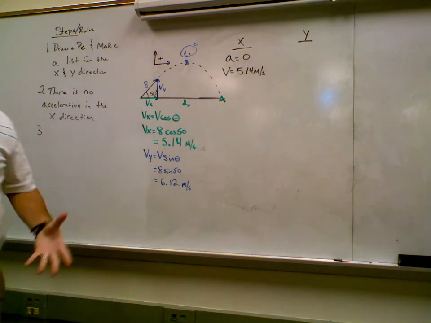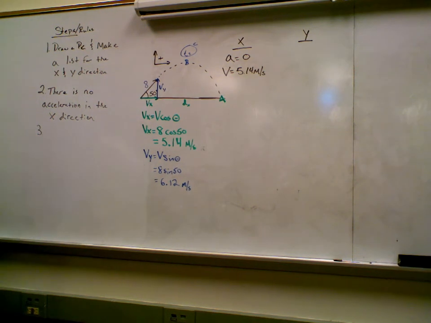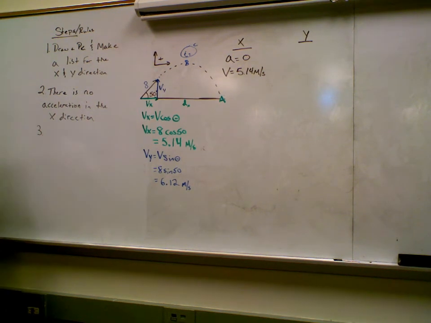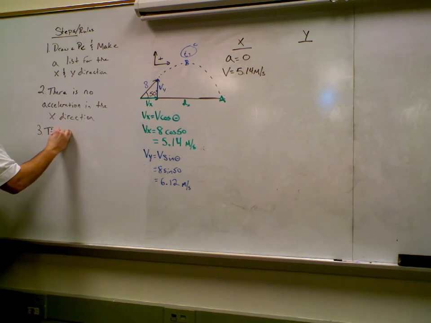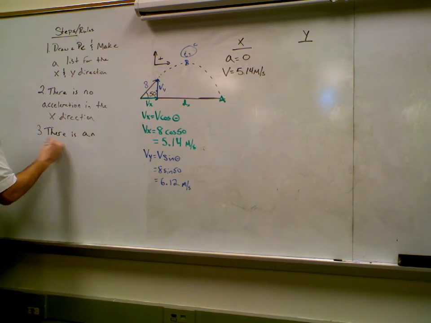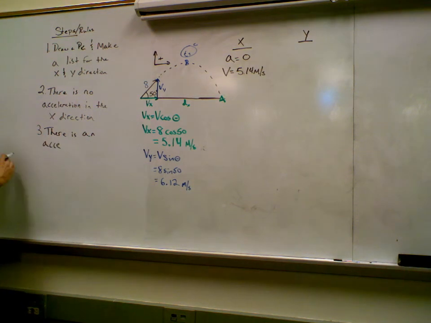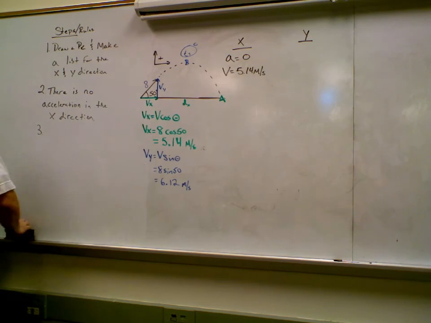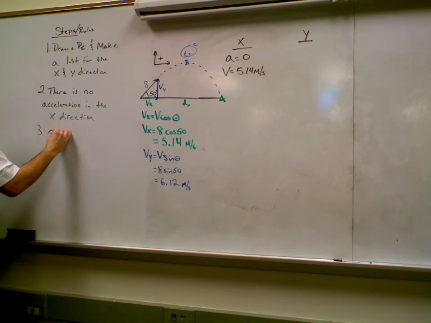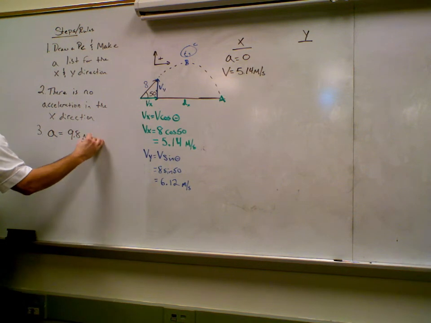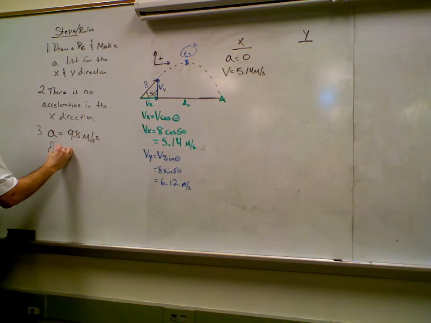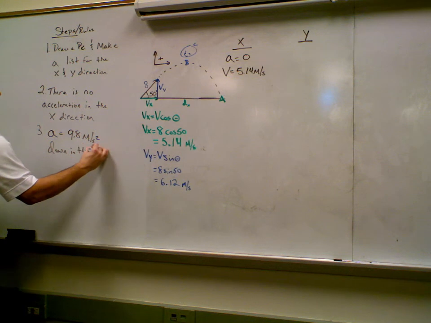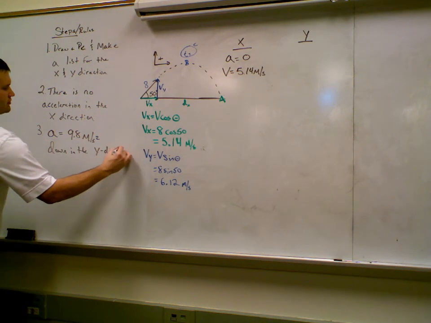What's the only force acting on the ball? Gravity. Gravity leads to an acceleration of what? 9.8. Which direction, up or down? Down. Okay. We're just going to shorten this up because I know you guys don't like long sentences. Gravity's pushing down. A equals 9.8 meters per second squared down in the y direction.